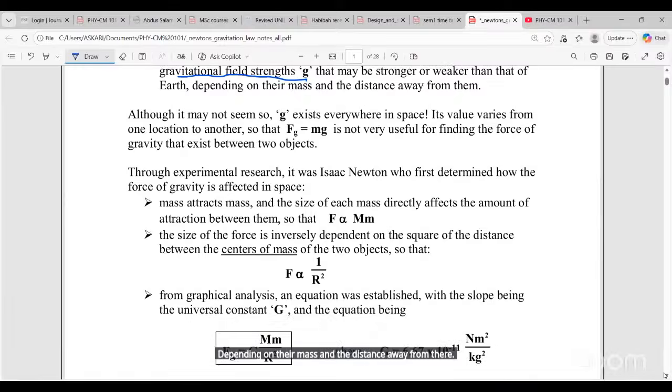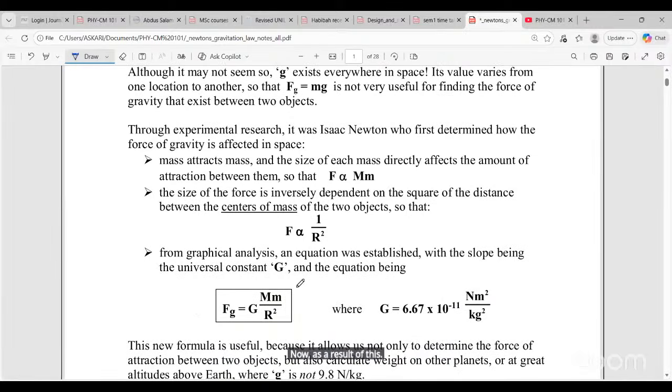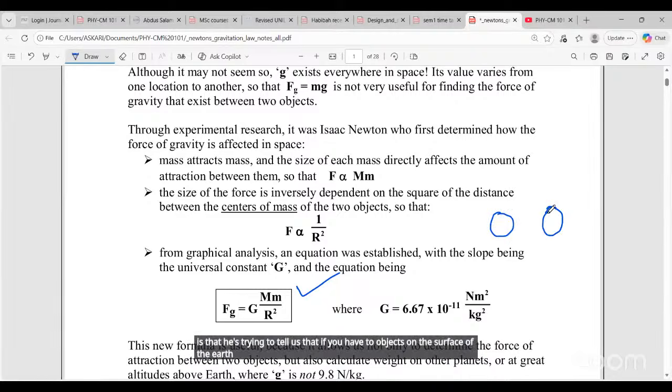Now, as a result of this, we are led into Newton's law of gravitation. What Newton's law of gravitation is trying to tell us is that if you have objects on the surface of the Earth, or even any object with respect to the Earth, let's assume this is the sun, this is the moon.